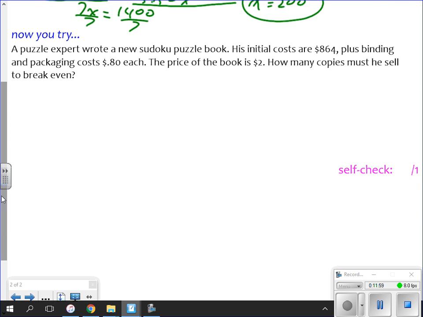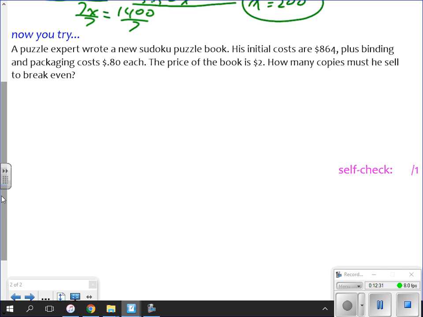Okay. So, same thing, same idea. A puzzle expert wrote a new Sudoku puzzle book. His initial costs are $864 plus binding and packaging costs 80 cents each. Price for the book is $2. How many copies must he sell to break even? Geez, when was the last time you saw a $2 book?